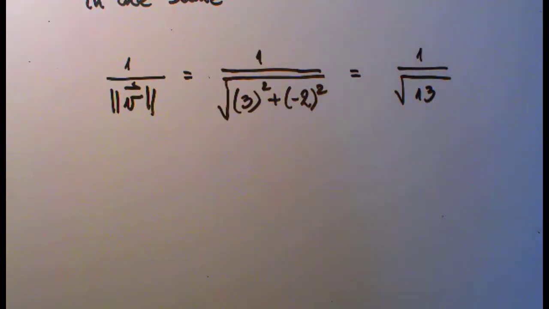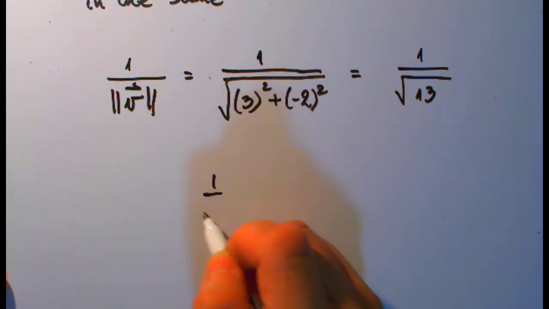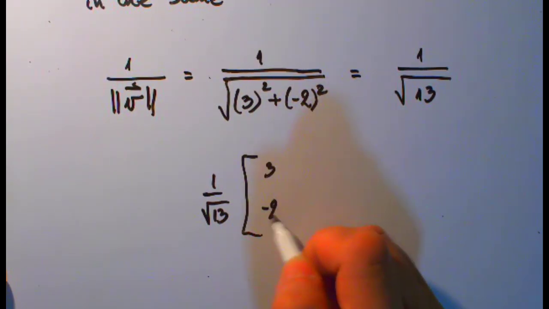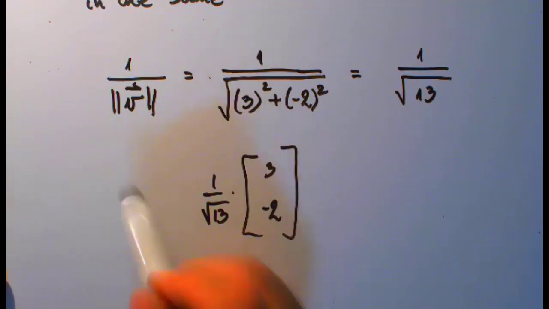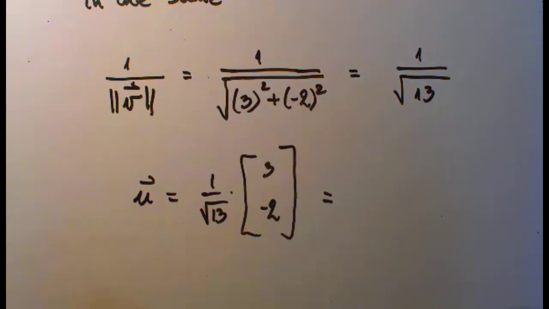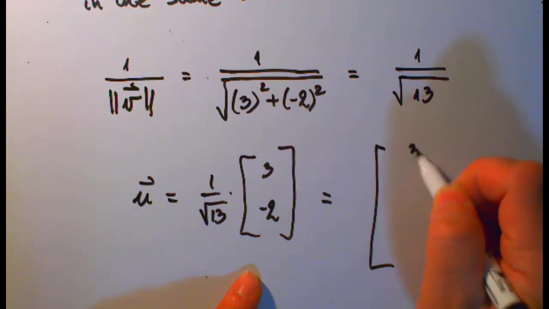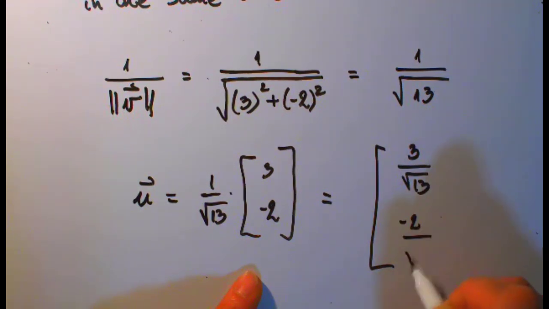Now what I'm going to do to this scalar is multiply 1 over square root 13 to the vector (3, -2), which was our vector v. Of course, it's not the same vector as v anymore, so that's why I'm calling it a vector u. By the way, let's go ahead and do the scalar multiplication. It's going to end up giving us the vector (3 over square root 13, negative 2 over square root 13).